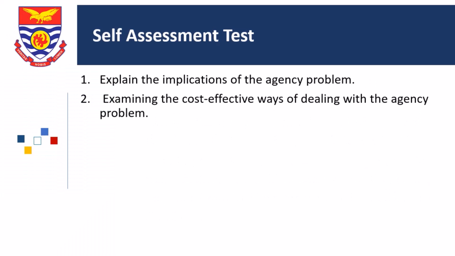We have two questions here for you. One, explain the implication of the agency problem. Two, examine the cost-effective ways of dealing with agency problem. I'll advise you to go through whatever we've done from section 1 to section 6 as you move along, so that you understand everything that we've been doing.